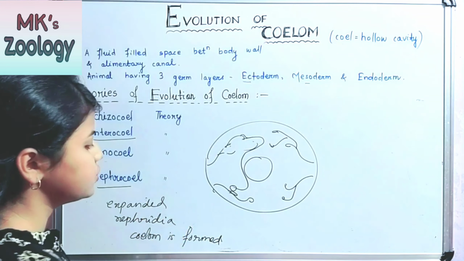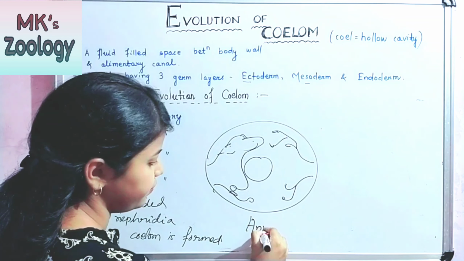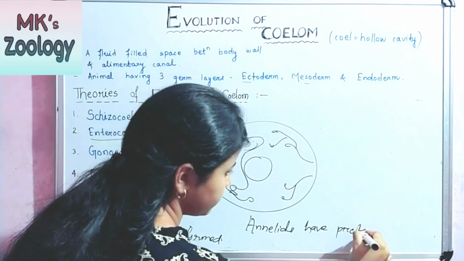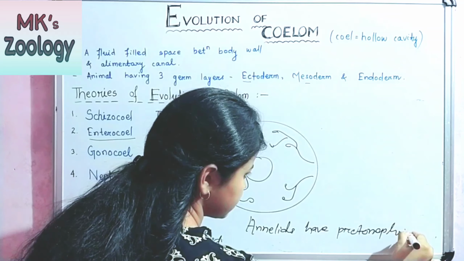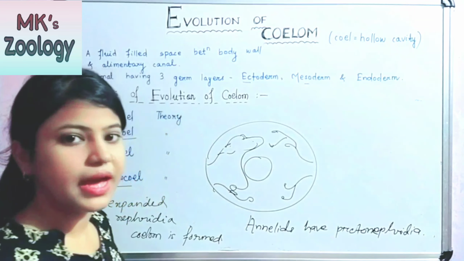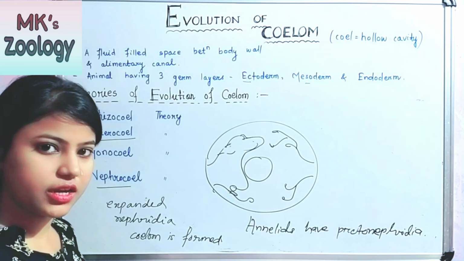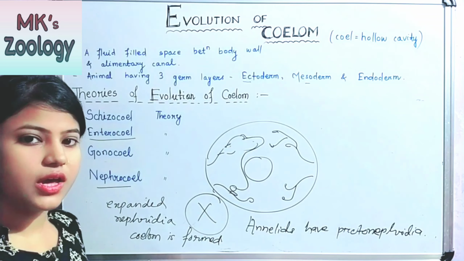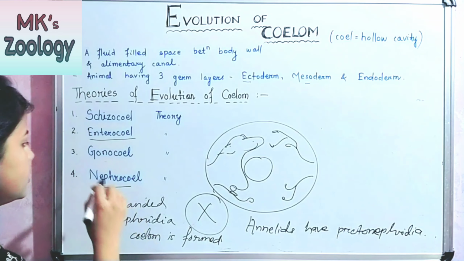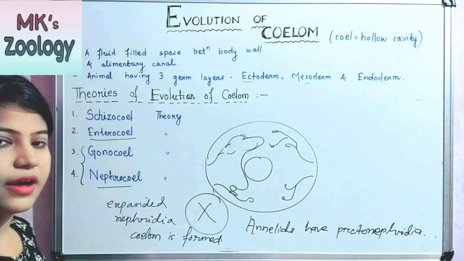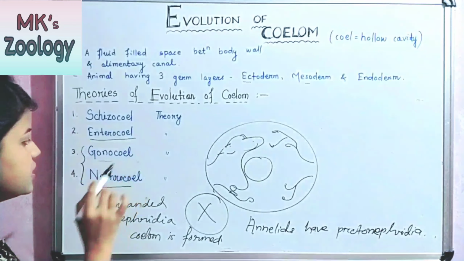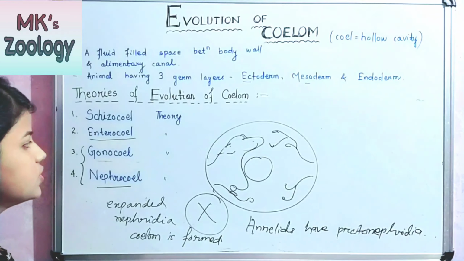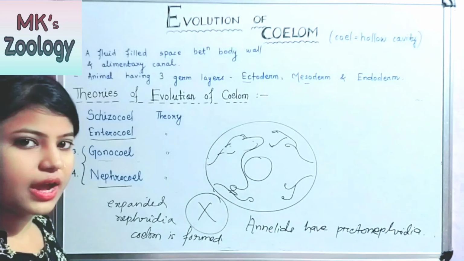But what happened? Annelids have nephridia. Annelids have protonephridia. But echinoderms don't have excretory organs. So this theory also has no evidence. This theory also has no embryological evidence. The gonocoel and nephrocoel theories are wrong. The gonocoel theory has no embryological evidence and the nephrocoel also has no embryological evidence. The schizocoel theory and the enterocoel theory are the correct theories.